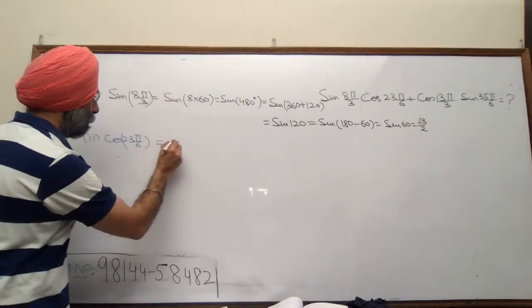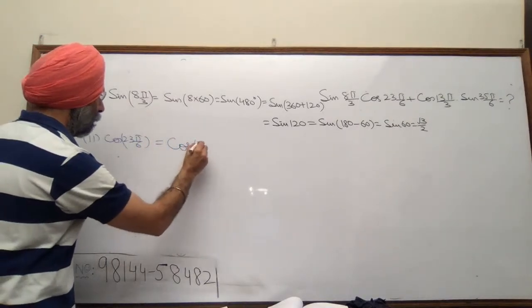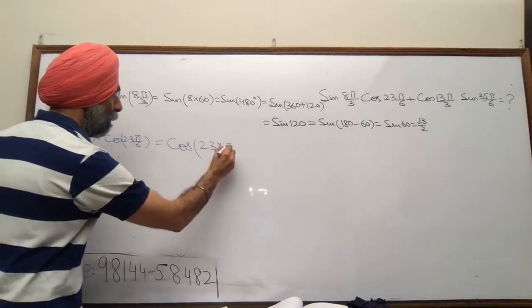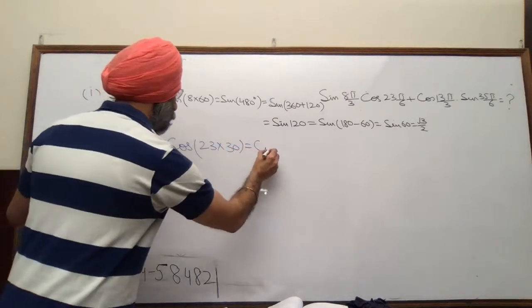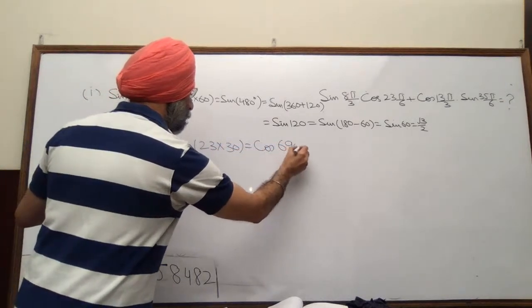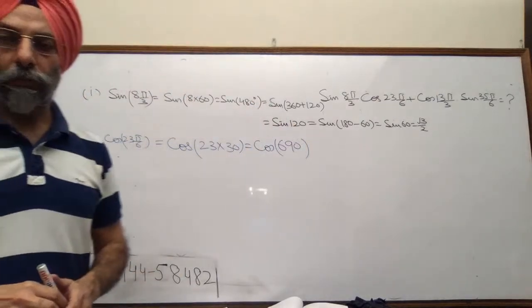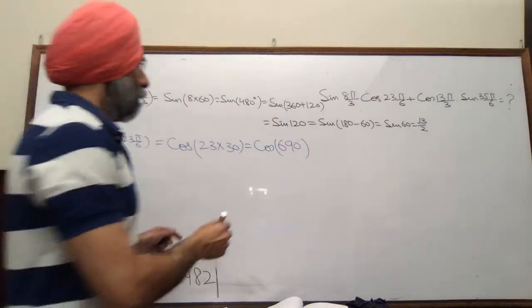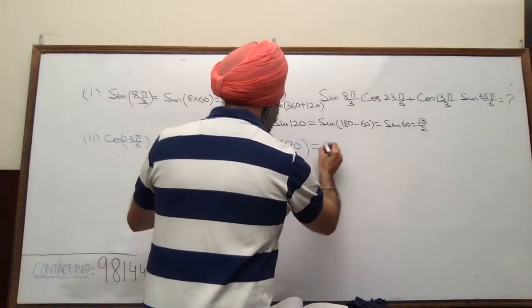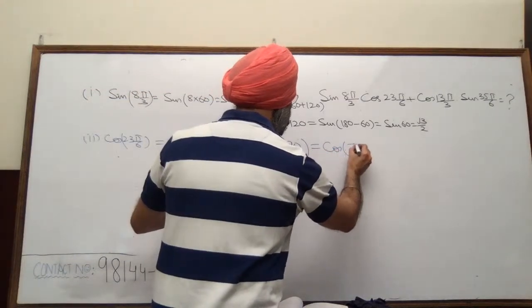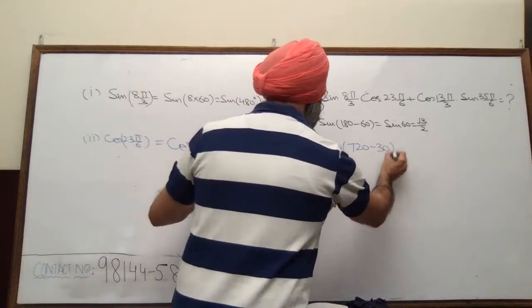Now this is cos of 23 into 30. It is cos of 690 degrees. Cos of 690 degrees means cos of 720 minus 30.